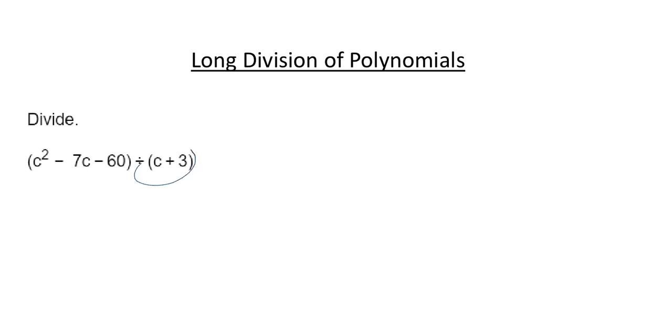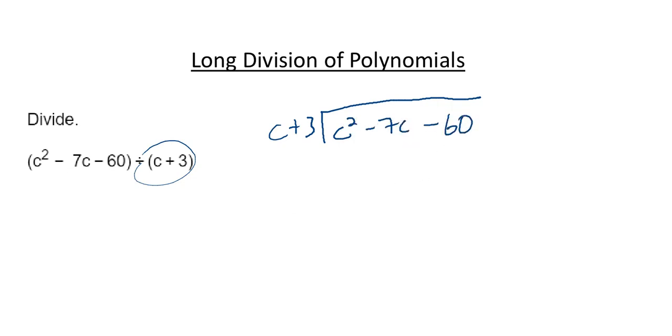So we're going to take the thing we're dividing by, which is the c plus 3, we'll put that on the outside, and then we'll set up this contraption here, and on the inside we put the thing we're dividing into, c squared minus 7c minus 60. And so the question you want to ask yourself is, what do I multiply to the first term of my divisor, which is c, to match the first term in my dividend, which is c squared? What do I multiply to c to match this c squared?